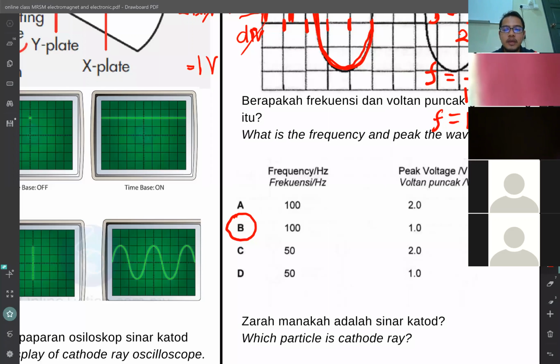So to measure a volt, what you need to do is first calculate the number of boxes on the y-axis, then times it with the y gain, or the volt per division. And to find the period, calculate the number of boxes on the x-axis for one complete oscillation, then times it with the time base given.